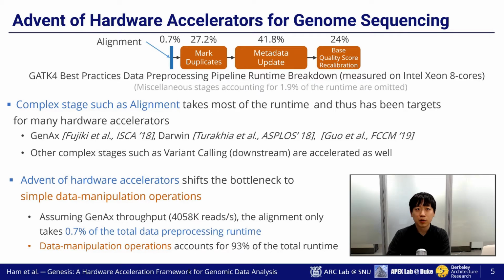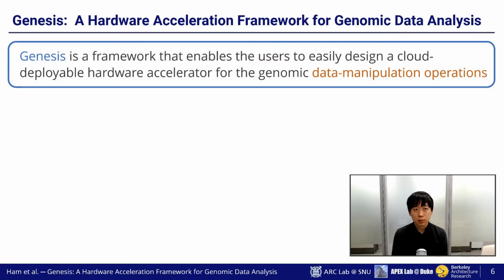For example, if we assume GenAx alignment throughput for the alignment stage, the alignment after acceleration only takes 0.7% of the total data preprocessing phase runtime, and the orange-colored simple data manipulation operations now account for 93% of the total runtime. It is natural that developing efficient hardware accelerators for complex algorithms requires significant effort. However, our idea is that developing hardware accelerators for relatively simple data manipulation operations should not require a significant effort.